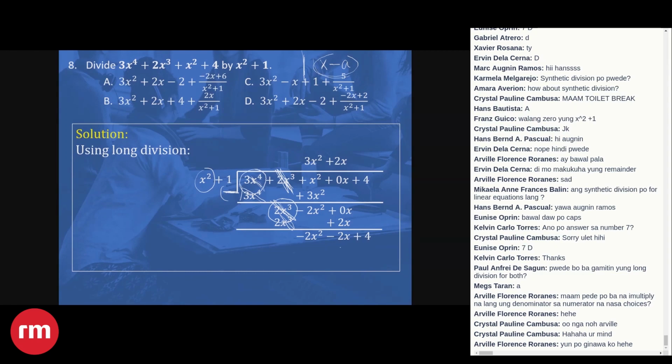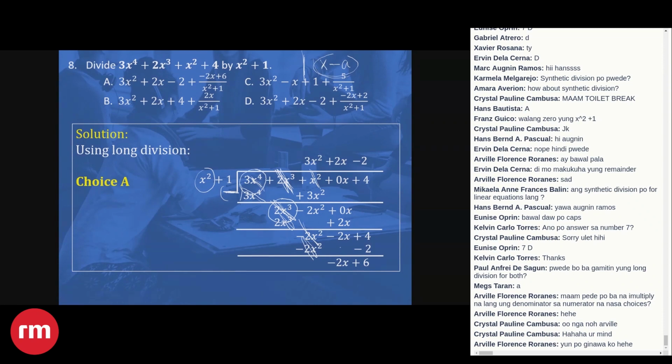Negative 2x squared divided by x squared is negative 2. Multiply again by the divisor and then subtract. Nawala na yung quadratic term. So, tanggal na yung quadratic term. Nababa niyo na rin yung linear at yung constant term. However, dito sa part na you can no longer divide because your dividend now has a smaller degree than the divisor. So, you stop the long division and you write the quotient as 3x squared plus 2x minus 2 plus the remainder divided by the divisor. So, that's why you have letter A.